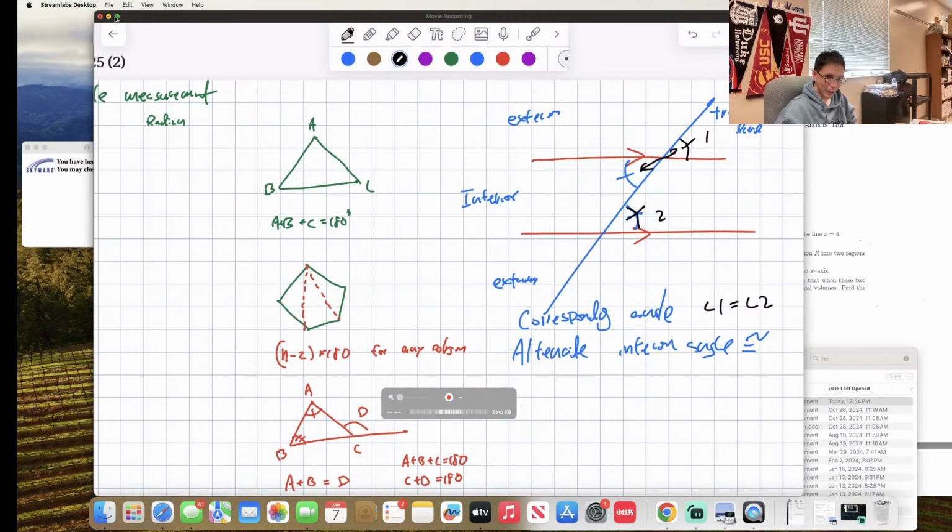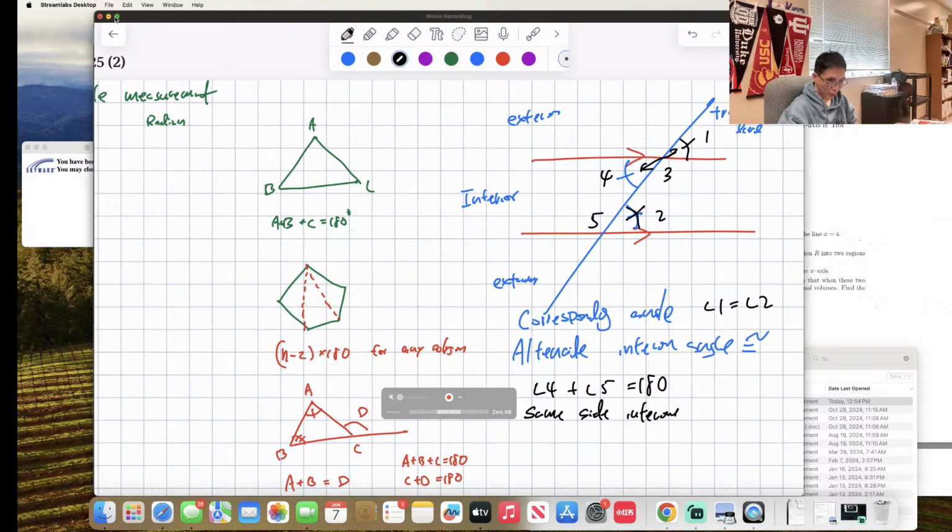Okay, so how about angles? If this is angle 1, 2, 3, 4, 5. What's the relationship between angle 4 and 5? Do you guys remember? It's equal to 180. Yes. Angle 4 plus angle 5 is equal to 180. It's also known as same side interior angles. Same side interior angles.